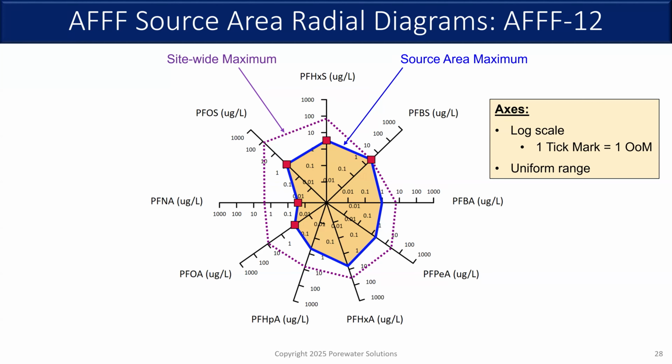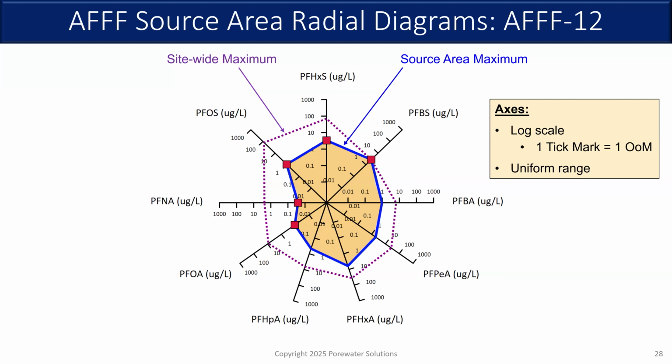So there's different ways of setting these up. Sometimes you might want arithmetic axes or scales, sometimes different ranges for different chemicals. In this case, we're looking at log scale. And the nice thing about log scale is each pair of tick marks represents an order of magnitude change in concentration on an axis. So if you look at the PFAS axis at the top left, you can see the site maximum is 100, and you can see there's 2 tick marks between that and the maximum at AFFF-12, which is about 1.